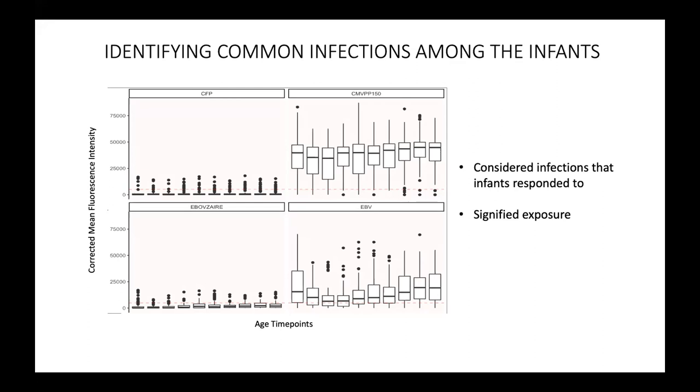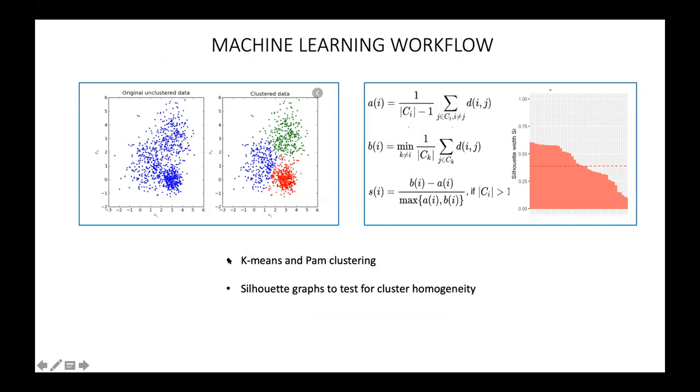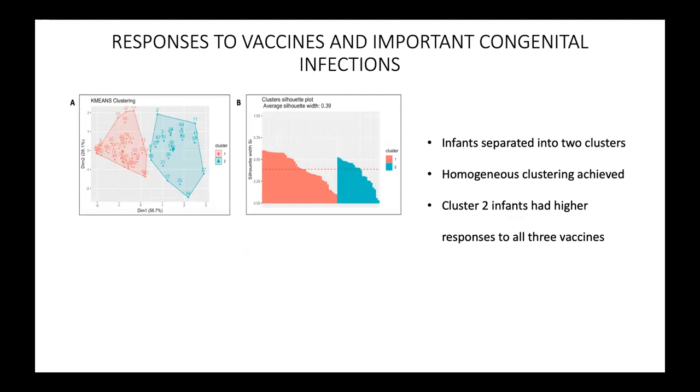here, let me show you. So let's imagine this is now the data. It's all the data that I have. I put it all into the model and I use k-means or PAM clustering to determine whether there is any clustering that is just out of the data without me assigning groups to the data. And I used a silhouette graph to assess how homogeneous the different clusters were. So this is the result that I got.